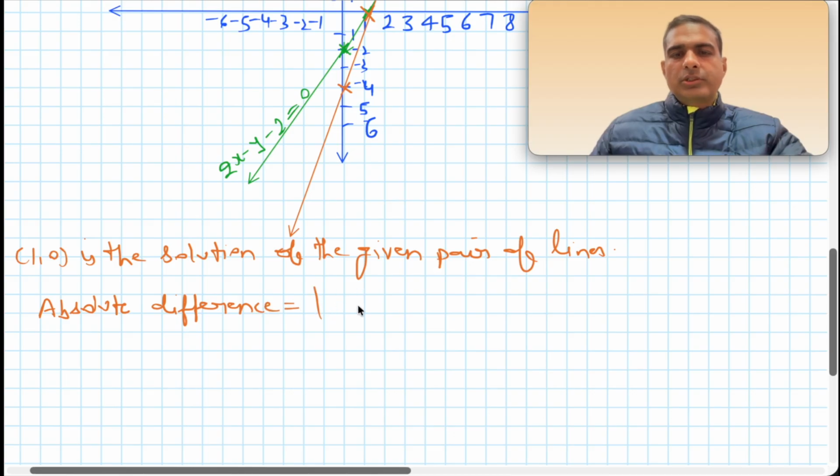so we have to put the absolute sign. So minus 2 minus minus 4. When we open the bracket, minus times minus will become plus. So minus 2 plus 4 is equal to the absolute value of 2, that is 2.